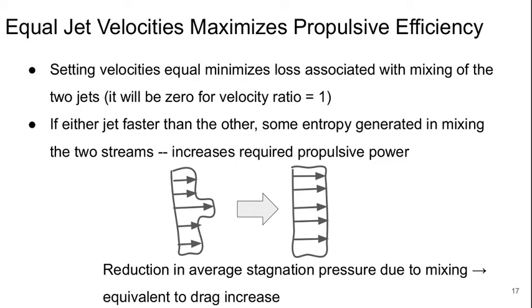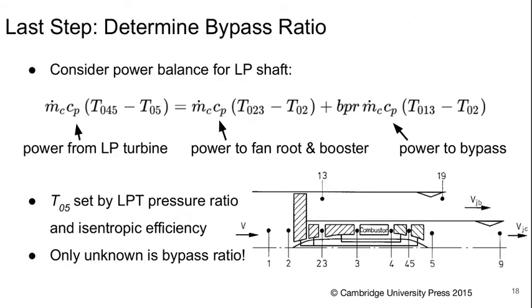Having different jet velocities reduces the average stagnation pressure due to mixing, and that's basically equivalent to a drag increase on the airplane. And so the last step, once we've set that, is to determine our bypass ratio.